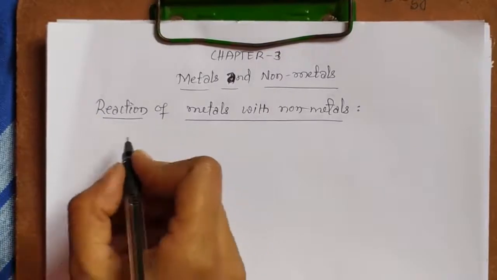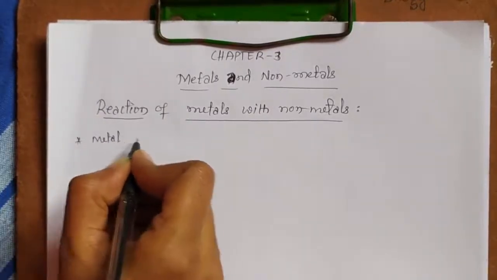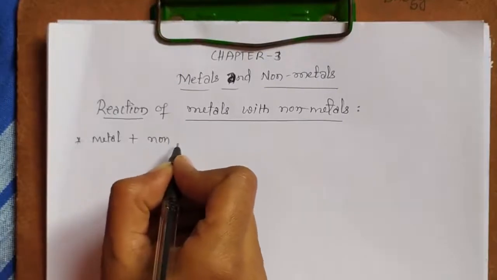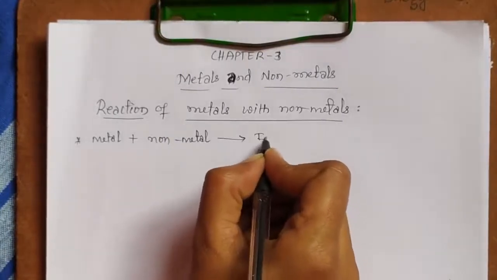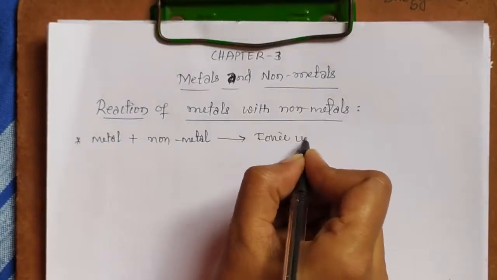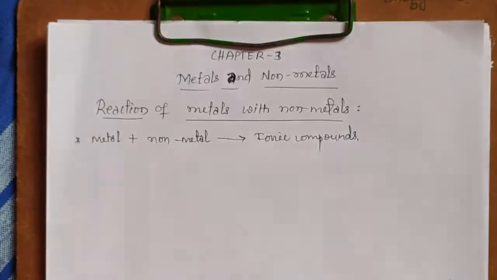When a metal reacts with a non-metal, they will form ionic compounds. Then what is an ionic compound?